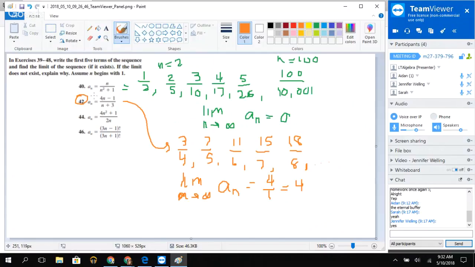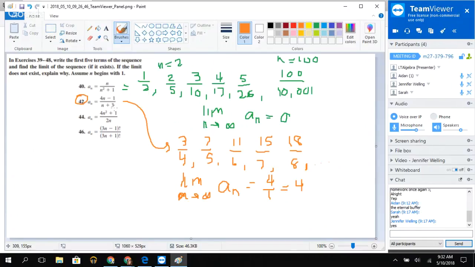And again, this is something you could check by putting in, say, 1,000,000 here. So 4 times 1,000,000 minus 1 divided by 1,000,000 plus 3. That's basically like 4 million divided by a million, right? We have a -1 and a +3, but once you get to a number that big, those little -1 and +3 kind of cancel each other out. So you get a limit of 4.